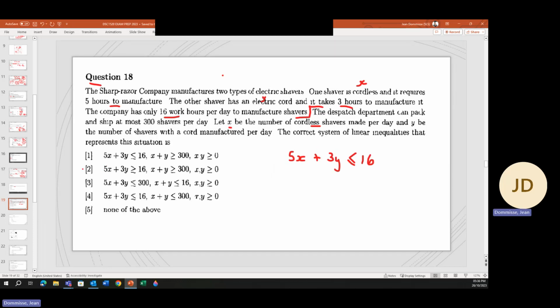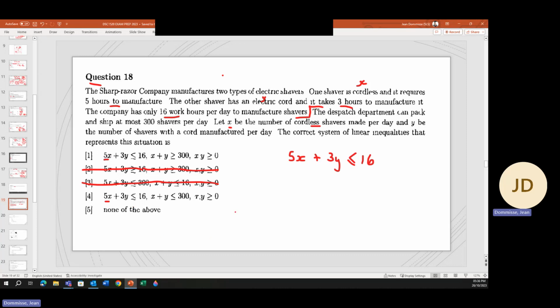So let's just quickly see through all of them. 5x plus 3y, so that one can work. 5x plus 3y bigger than 16 can't work, so we can take out that whole one. 5x plus 3y smaller or equal to 300, no. 5x plus 3y smaller or equal to 16. Okay, so that one can also work.